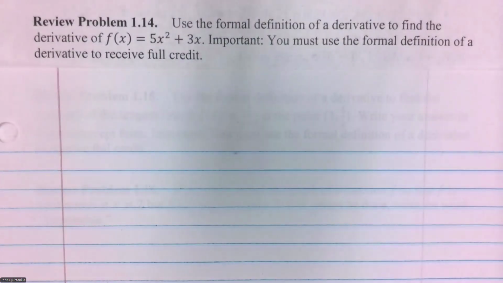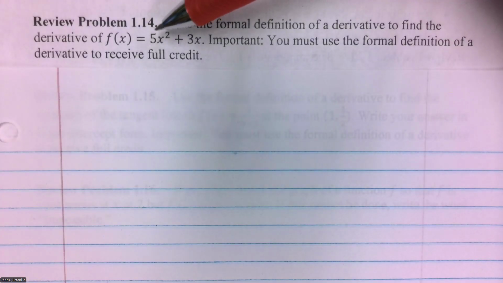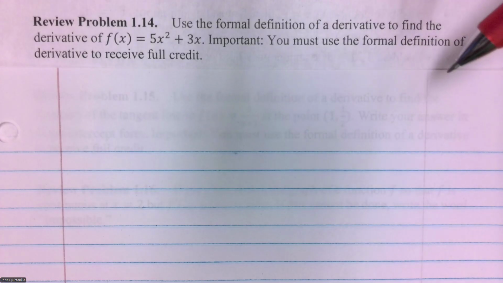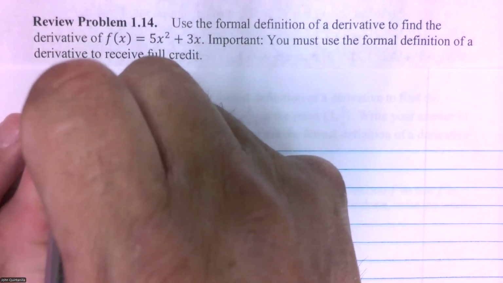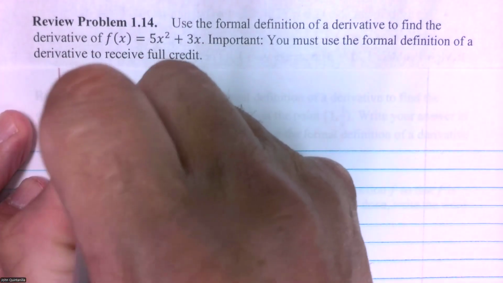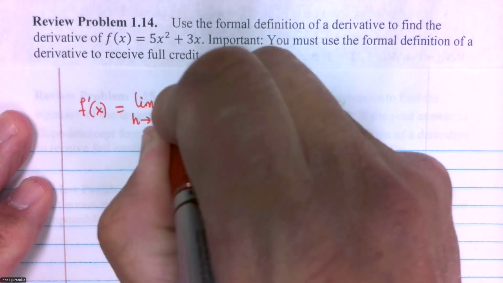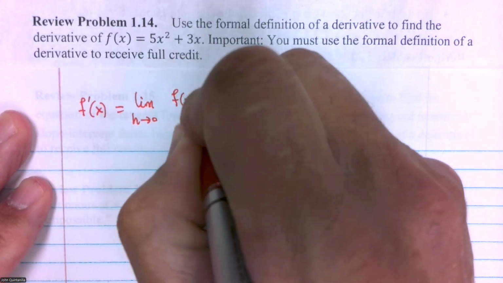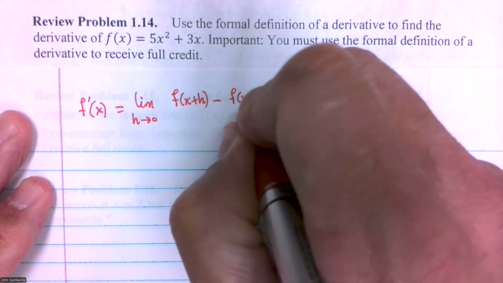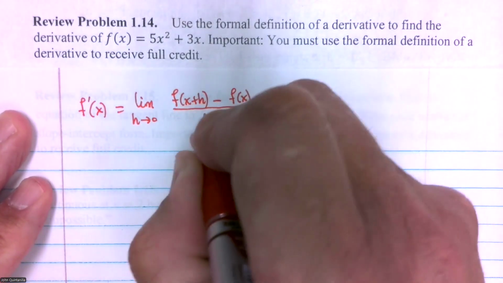For this problem, we're going to use the formal definition of a derivative to find the derivative of f of x is equal to 5x squared plus 3x, and we must use the formal definition of a derivative for this problem. All right, so for this one, we remember that f prime of x is defined to be the limit as h approaches 0 of f of x plus h minus f of x all divided by h.